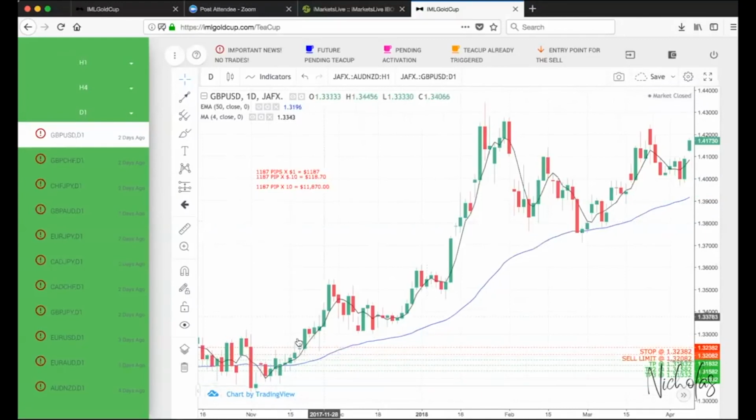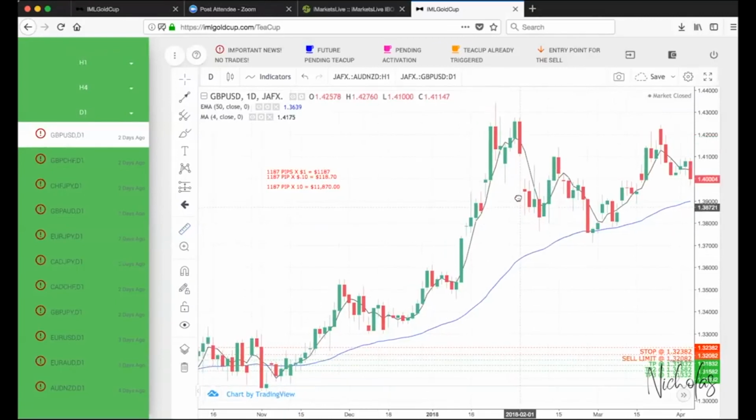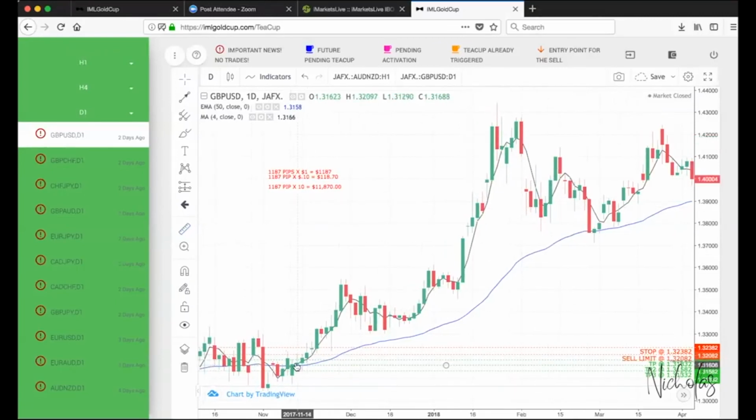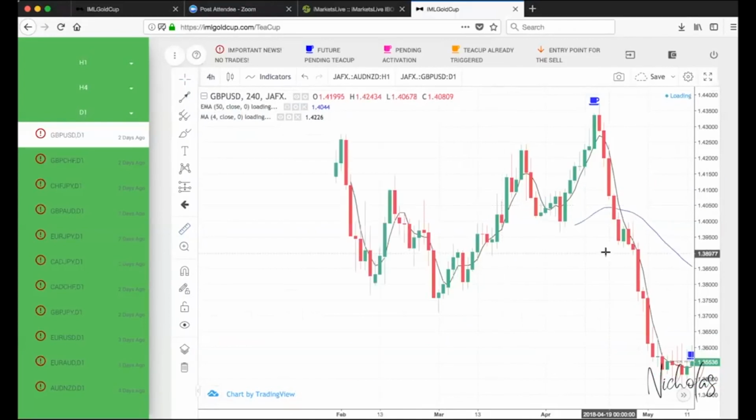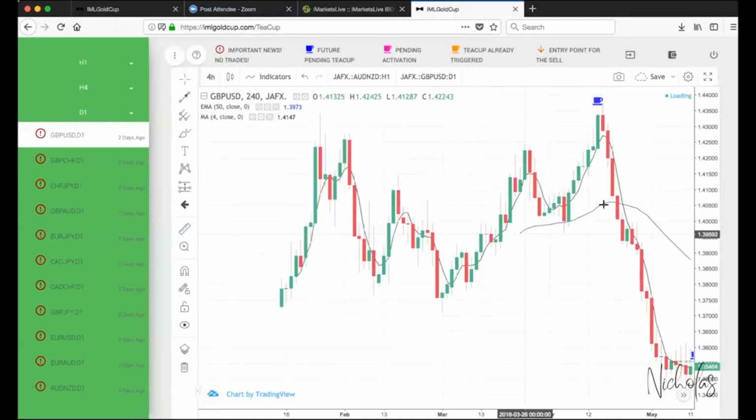You could have got out on this day right here. If I would have got out, let's just say I got out a day later and I made 51 pips and I trade $10 a pip, I still made $510. You guys see that? The 50 and the 4 moving average is king when it comes to larger time frames, okay? The lower time frame you go on, you guys will see, it turns around quicker.